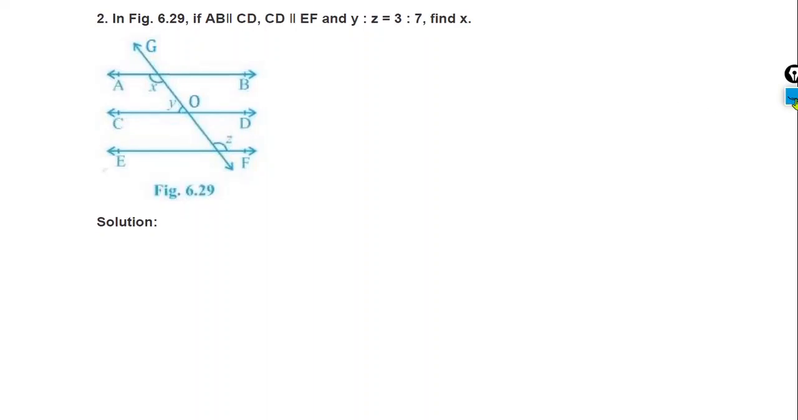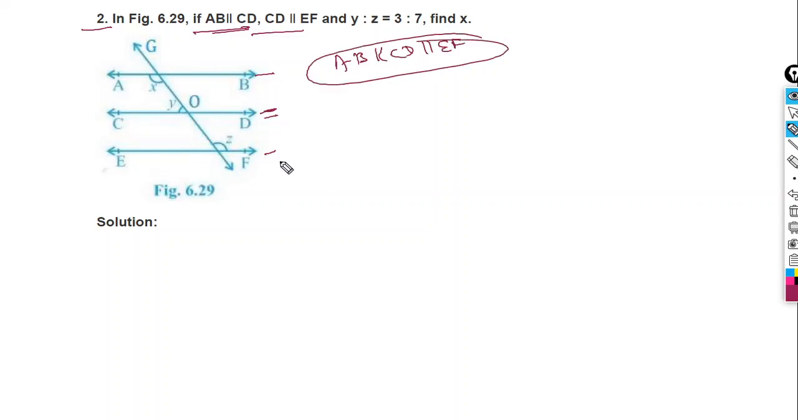So here is the next question for you. In this figure, AB is parallel to CD and CD is parallel to EF. So CD is parallel to both lines. We have a theorem that if one line is parallel to two lines, then all the lines are parallel to each other. So here AB parallel CD parallel EF means all three lines are parallel to each other.